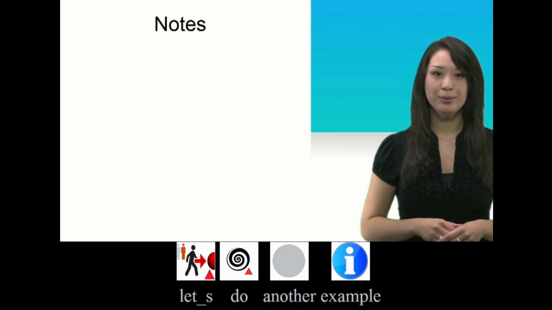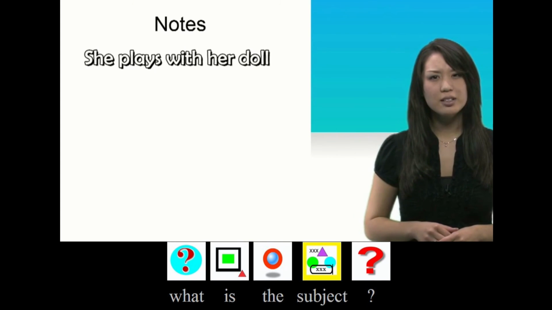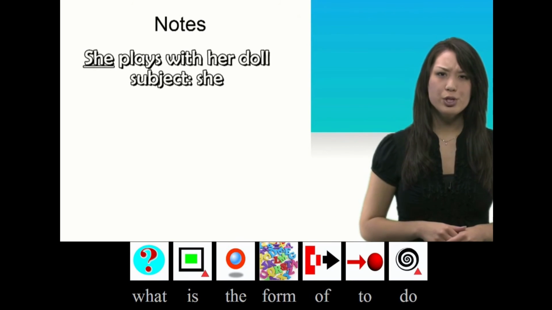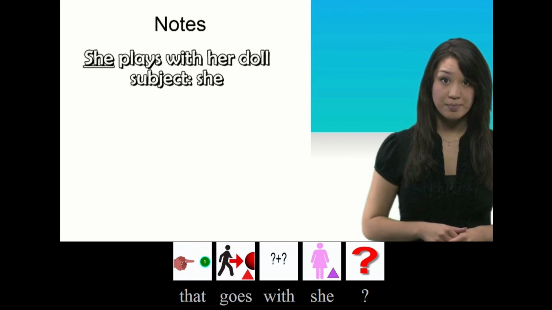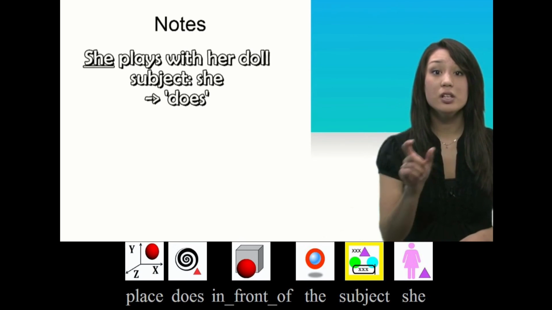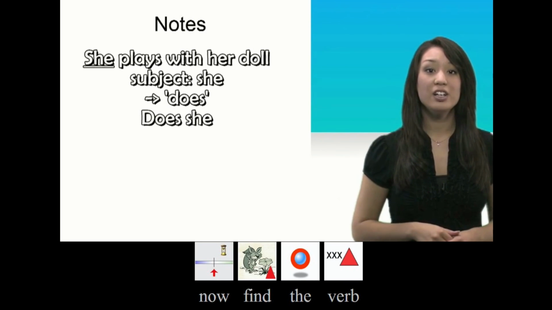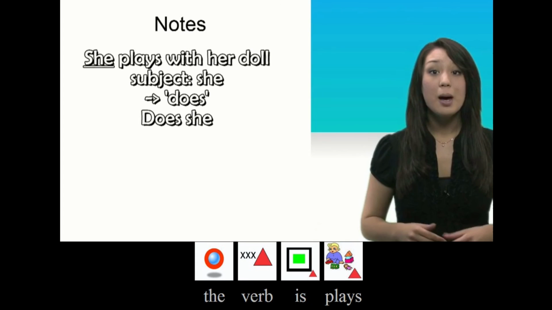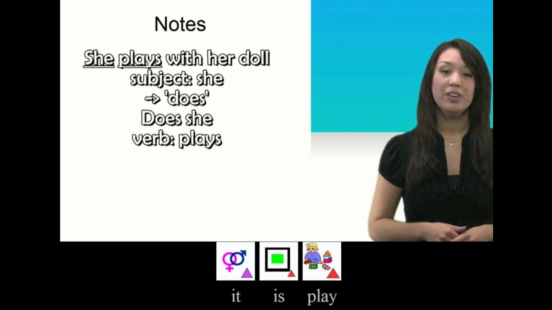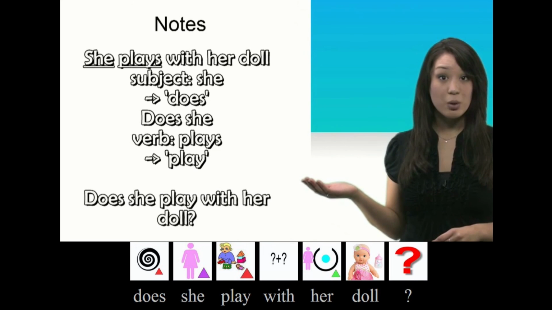Let's do another example. She plays with her doll. What is the subject? The subject is she. What is the form of to do that goes with she? It is does. Place does in front of the subject she. Does she? Now find the verb. The verb is plays. What is the infinitive of plays? It is play. The correct question is, does she play with her doll?